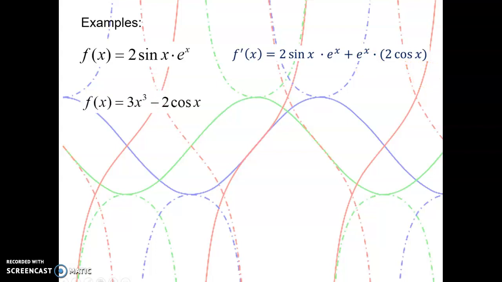Next one, let's try this. This is actually using the new rules with cosine and also using the power rule and the constant multiple rule. So let's try to take the derivative.